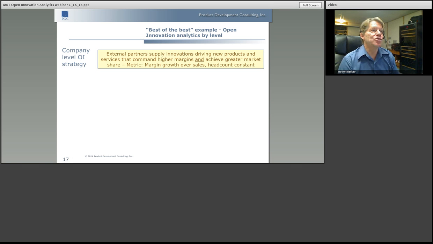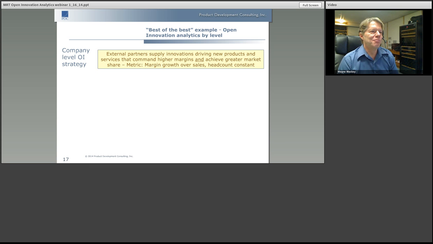So let's look at this as a tree coming down from the strategy at the company level. In this case, external partners will supply innovations, driving new products and services, commanding higher margins, and achieving greater market share. The metric here is margin growth over sales with our headcount constant. So this is an important metric. I see way too many metrics in my practice area, but this is actually the right metric at a corporate level to understand whether you're really innovative or not.